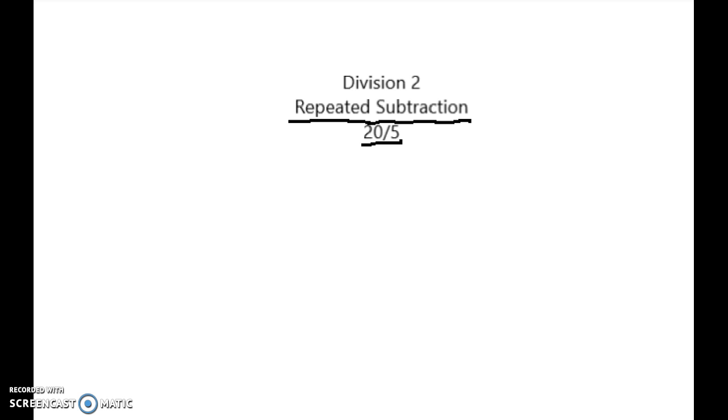So, the first step to repeated subtraction is to take the big number and subtract it by the small number. Okay? So, firstly, we're going to be doing 20 minus 5. So what's the answer to that? Well, the answer to that is, of course, 15. Now I'm going to draw it in red to show that 15 is now our big number.